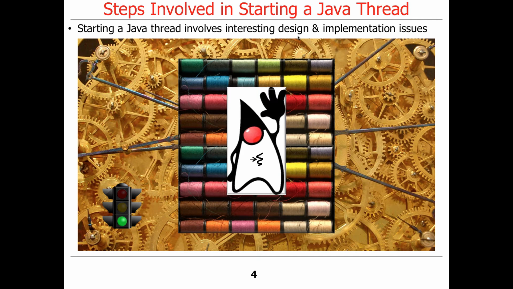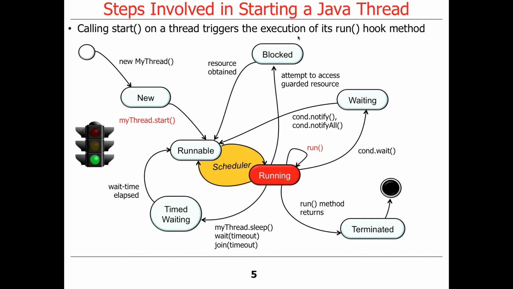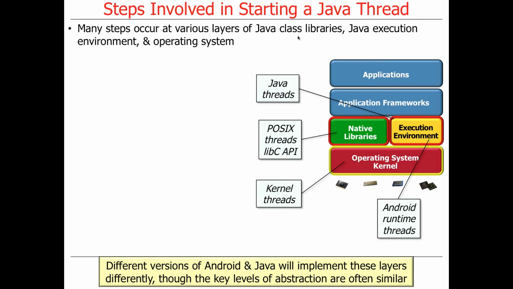And it turns out, because of the complexity and sophistication of threads, that there are some interesting design and implementation issues associated with starting a thread. When you start a thread, the ultimate consequence is the execution of its run hook method when it's runnable, when it's able to run, and the thread scheduler decides it can run. A bunch of things happen in various layers of the Java platform or the Android platform when someone starts a Java thread. There are Java class libraries involved, the Java execution environment, the operating system, native libraries, a whole bunch of different things.